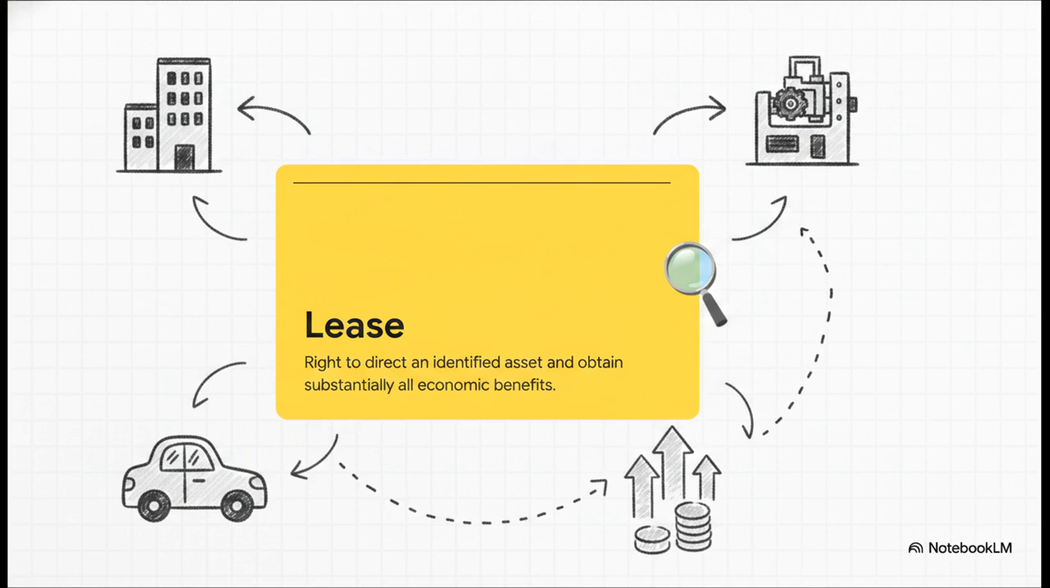For a lease to exist under IFRS 16, two specific things have to happen. First, you need an identified asset, meaning a specific building, a specific machine, or a specific vehicle. And second, the customer has to have the right to direct its use and obtain substantially all economic benefits from it. Basically, if you completely control exactly how and when that specific asset is used, boom, you have a lease.